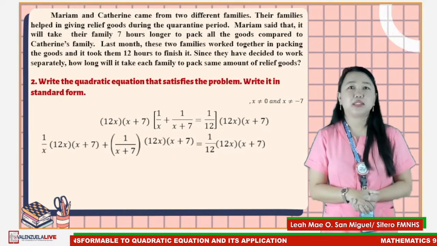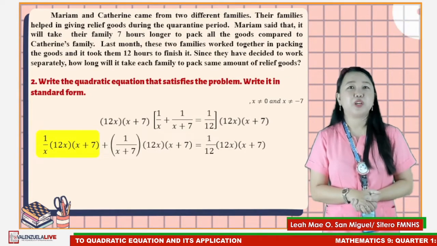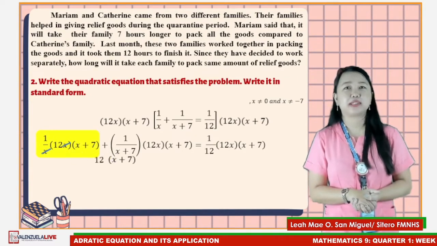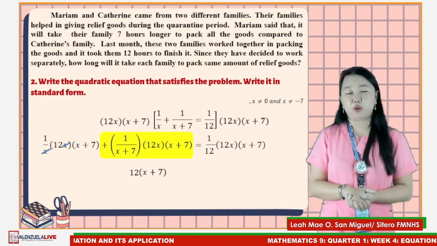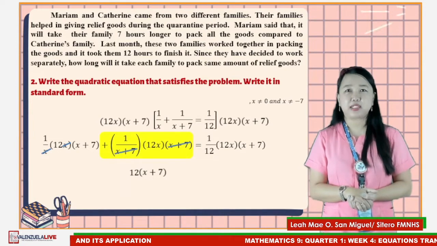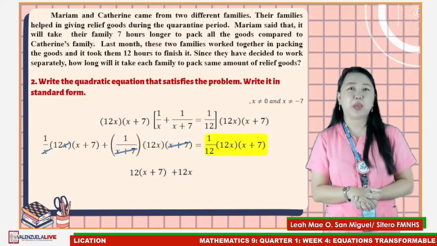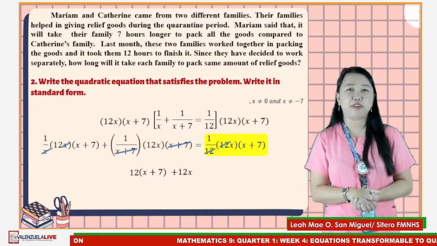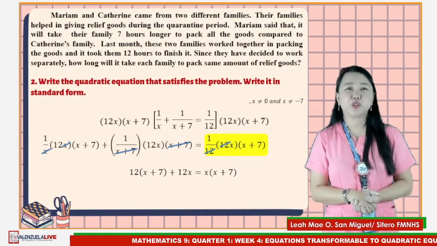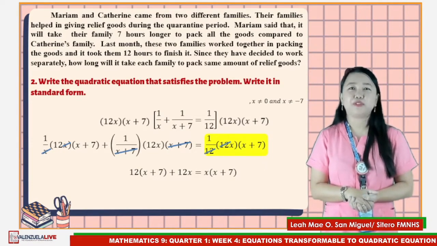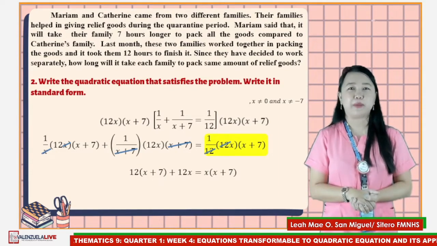1 over x times 12x times x plus 7 is equal to 12 times x plus 7. 1 over x plus 7 times 12x times x plus 7 is equal to 12x. And 1 over 12 times 12x times x plus 7 is equal to x times x plus 7. Thus, the resulting equation is 12 times x plus 7 plus 12x is equal to x times x plus 7.